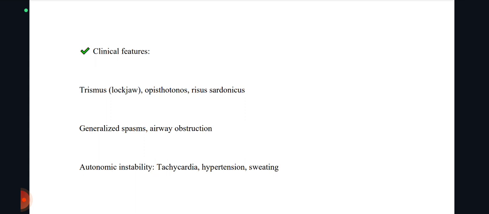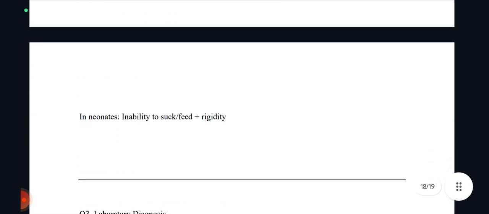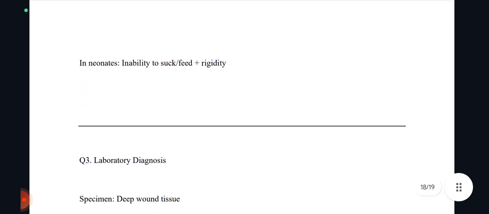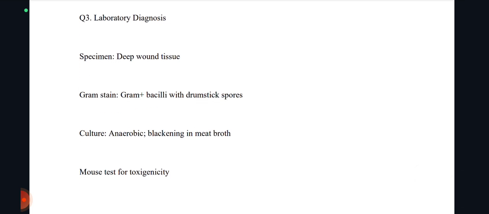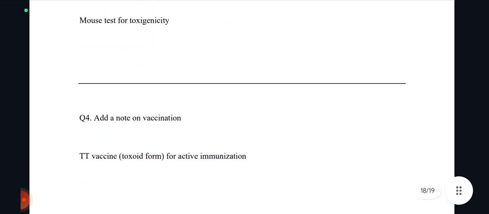Autonomic instability will be seen, like tachycardia, hypertension, and sweating. In neonates, an inability to suck or feed plus body rigidity will be there. In lab diagnosis, the specimen taken is deep wound tissue. On gram staining, we see gram-positive bacilli with drumstick appearance, drumstick spores, and culture is anaerobic with blackening on Robertson cooked meat broth, and the mouse test is done for toxigenicity.